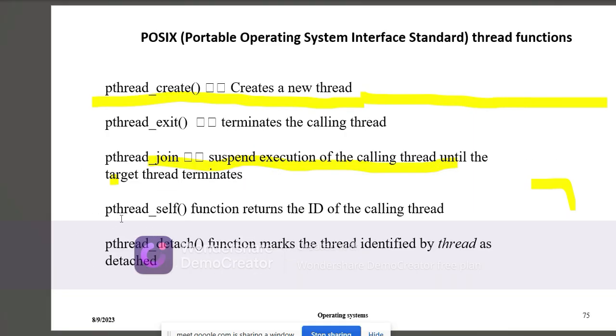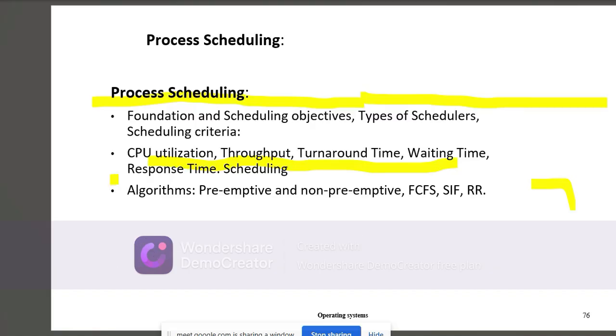Next is the POSIX thread, which is the Portable Operating System Interface standard. These are the thread functions. The pthread_create function is for creating a new thread. The pthread_exit function is for termination of a thread. pthread_join is for suspending execution of the calling thread until the target thread is terminated. pthread_self returns the ID of the calling thread, and the pthread_detach function is for detaching threads. So these are the basic functions which are available.